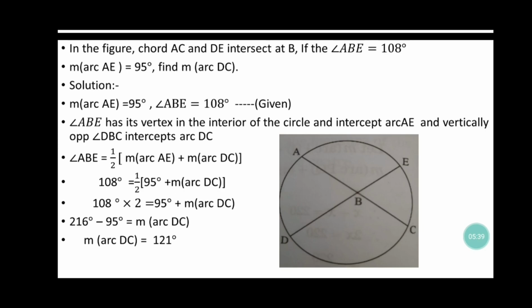Now that 2 will go to the other side. So 108 into 2 equals 95 plus measure of arc DC. Now 108 into 2 is 216. 216 minus 95 will give me the measure of arc DC. Therefore the measure of arc DC is equal to 121. So here we end up with the exercise.